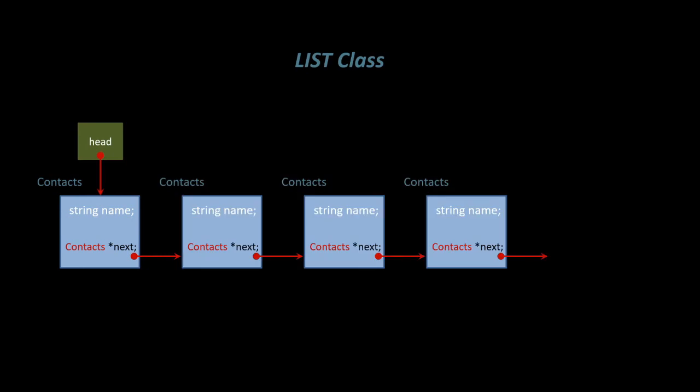So what I'd like to do next is get into this list class, this new class for the head object. And then we'll be able to start linking things together from there. So let's go back to Visual Studio and start working on the list class itself.